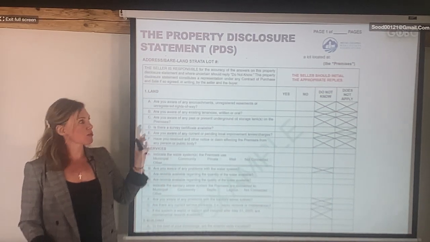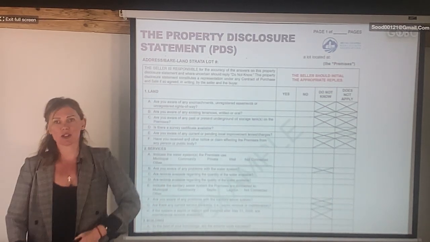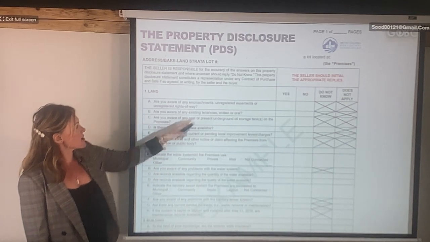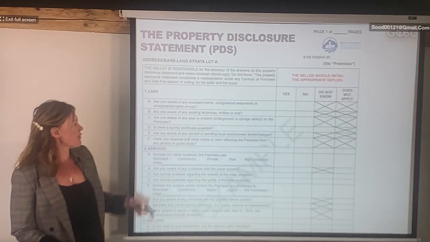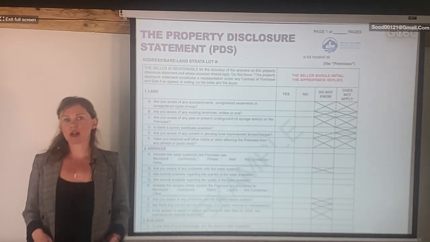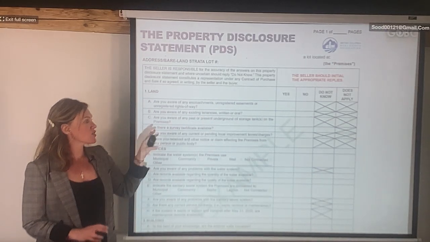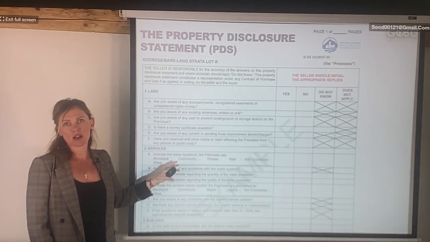But on the property disclosure statement, if they answer all these questions, like are you aware of any existing tenancies, are you aware of any underground oil storage tanks, is a service certificate available, all the things where basically you have to say yes, no, or don't know, right? So they have to put initials in there. And as soon as they put their initials on this form, they are liable for this.